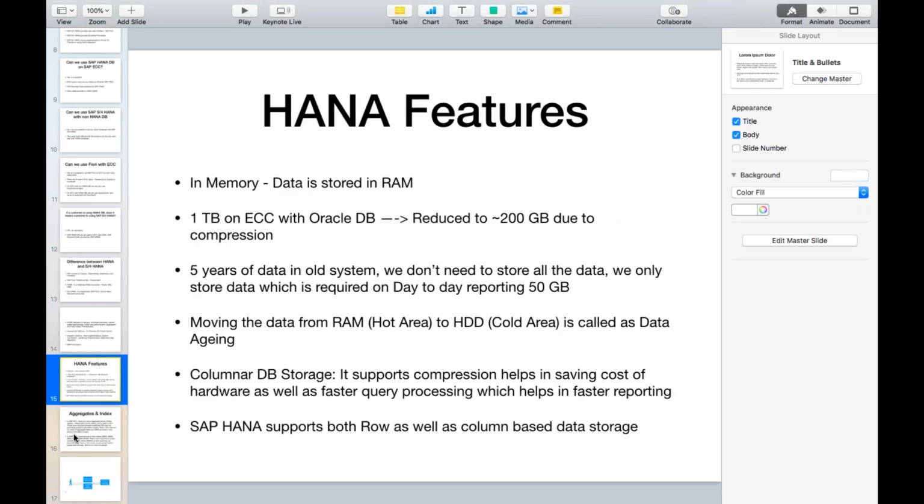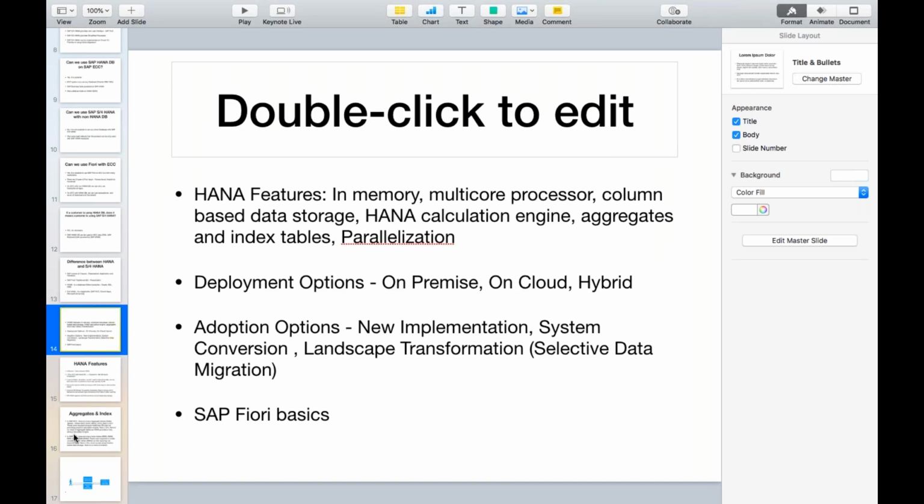So let's go to the HANA features and try to understand whether we covered everything. Within HANA, we understood what is in-memory. We understood what we mean by multi-core processor. There is nothing to understand here. We understood the benefits of column-based data storage. Two benefits: number one is faster query processing, number two is compression. We understood what is the HANA calculation engine. Because of the HANA calculation engine, there is now no need of aggregate tables. We understood what aggregate and index tables are and how they are replaced with CDS views. And we understood what is parallelization. It means carrying out multiple activities at the same time.